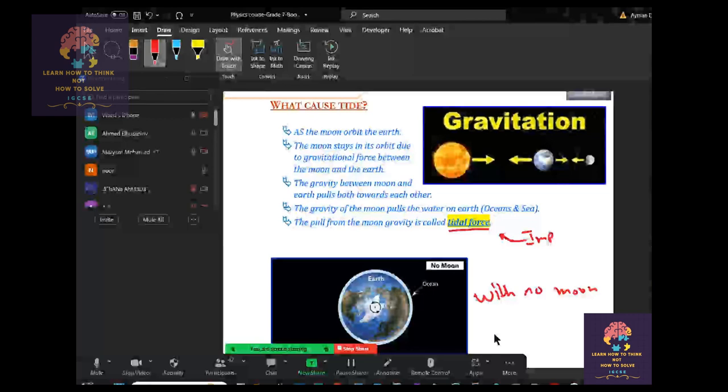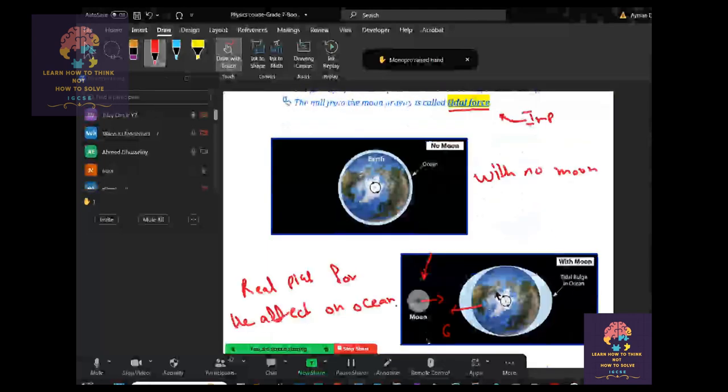But the sun still has what? A gravitational force, right? Yes, it has a greater gravitational force. So we all agree about one thing: it affects the tidal force. There is a gravitational force, and there is an effect of the sun on the ocean on Earth, right? But at the same time, the tidal force of the moon is bigger than the tidal force of the sun, right? Okay, very good.